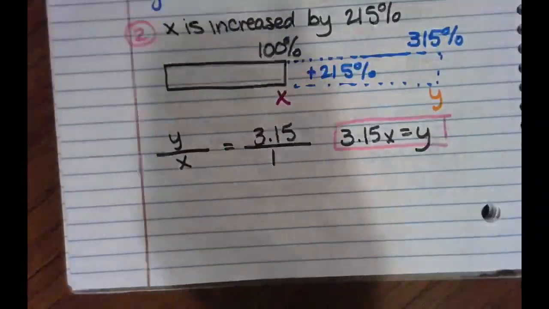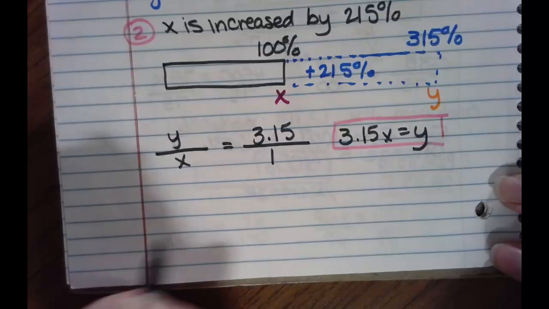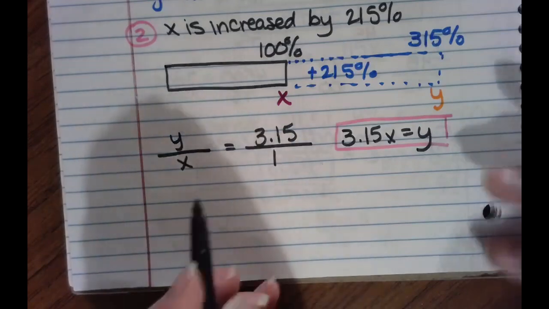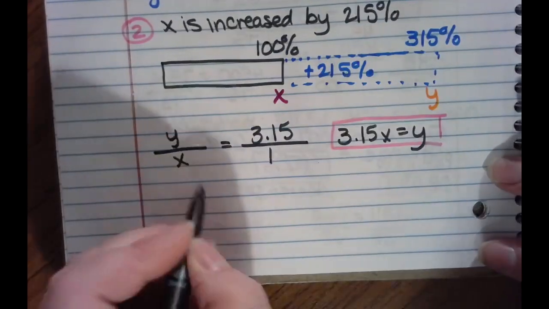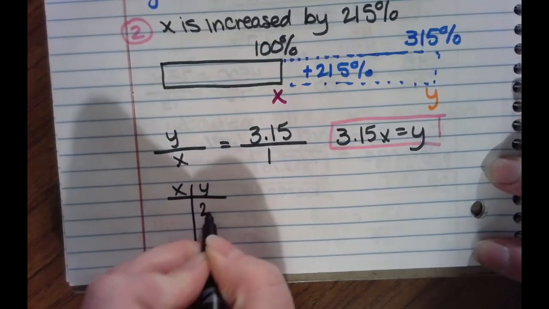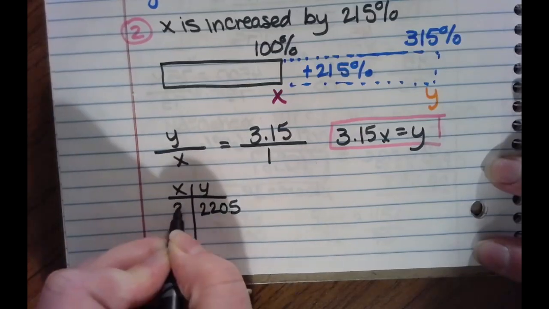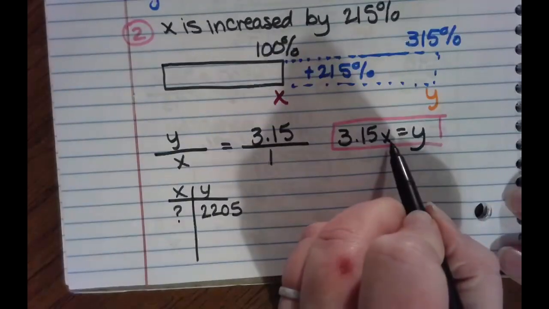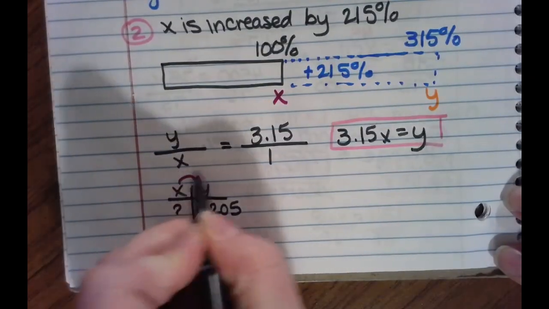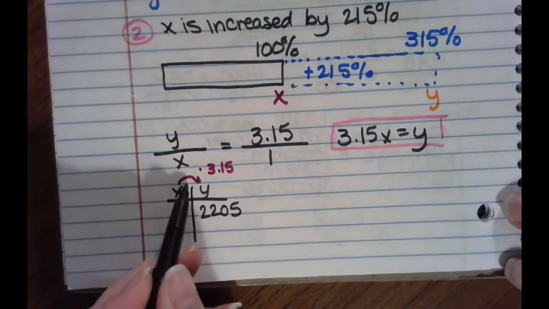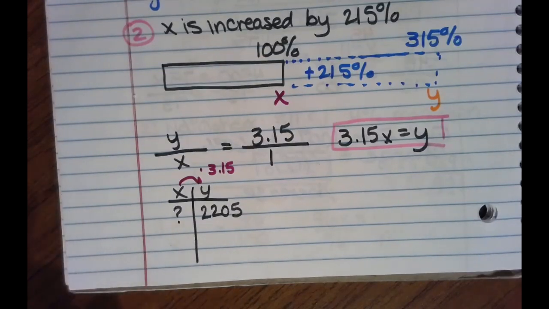So we'll use this to solve just one problem. So what if I said I had a new value of 2,205. Okay, so I could make a table here, and I could do an x and a y, and I could say my new value is 2,205. What is my original value? So there's a couple ways, if you remember with tables. Basically what we're saying is I take all of these x values and I multiply them by 3.15. So I could think about this as, well, if I multiply this way, I divide this way. So that's one way to do it. We could take 2,205 and divide by 3.15.